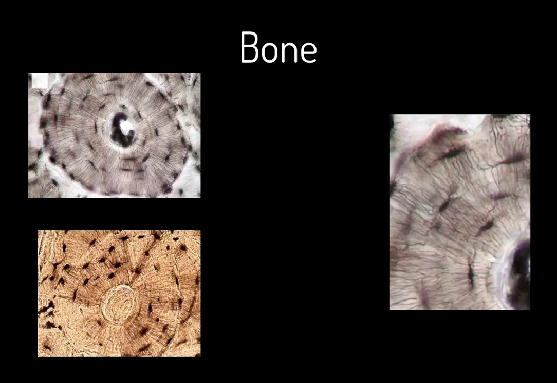The last type of connective tissue I want to talk about is bone. Bone is very unique in its look. It kind of looks like a tree trunk when you cut it down and you see the tree rings. Many of you might know that you can count the tree rings to see how old the tree is, except that doesn't work in bone. The amount of rings doesn't mean how old you are.